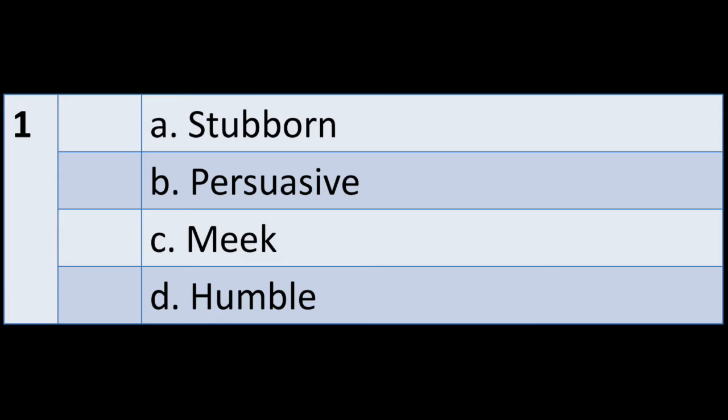A, stubborn. B, persuasive. C, meek. D, humble. So 7, 5, 3 and 1 in order of the most suitable to you to the less suitable to you.